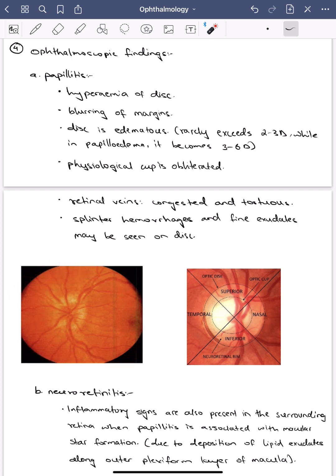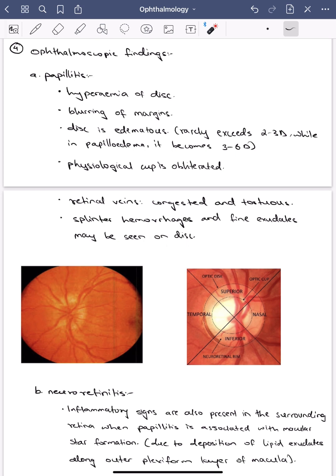And from this you can notice that there is hyperemia of the disc, there is blurring of the margins of the optic disc, then the disc appears edematous, and the physiological cup is obliterated. So this here is a physiological cup, and you can see that it is obliterated in papillitis. The retinal veins appear congested and tortuous, and splinter hemorrhages and fine exudates may be seen on the disc. So these are the features of papillitis.